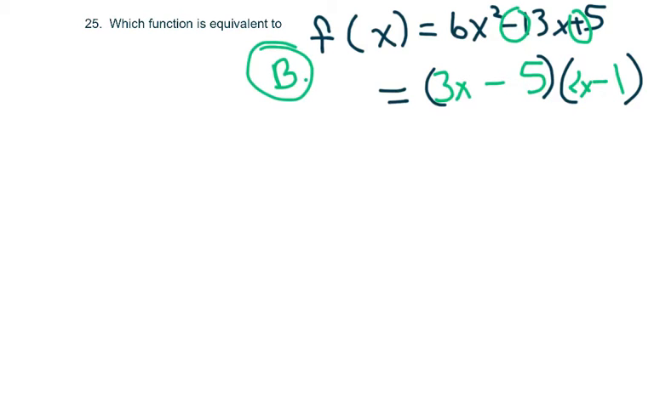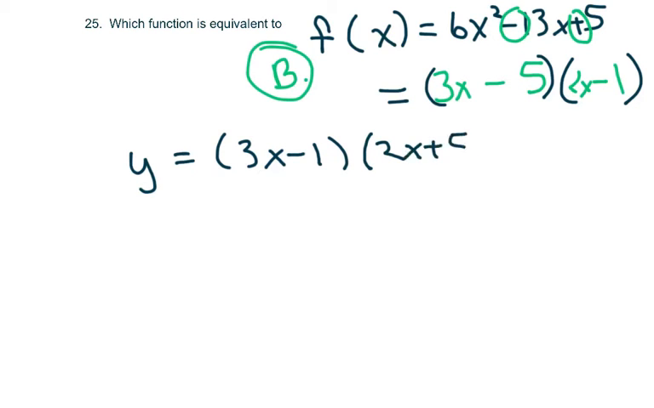All right. Now, since this is a multiple choice test, and if you have problems factoring, what you could do is just FOIL this out. So, for example, say you wanted to check A. If you checked A, you have y equals 3x minus 1 times 2x plus 5. If I FOIL this out, first would be 6x squared.